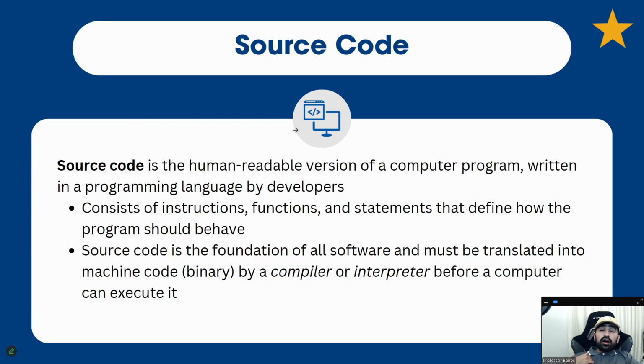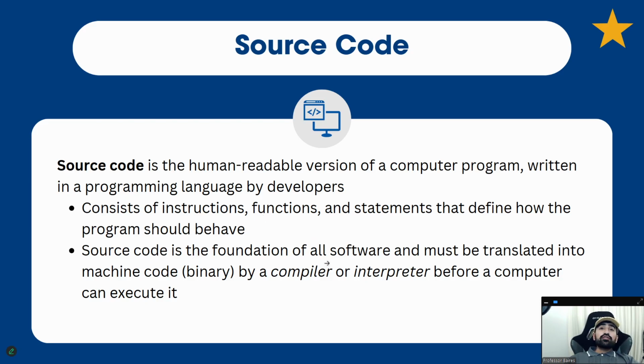And for us, we're going to be writing something called source code. So source code is the human readable version of a computer program written in a programming language by developers. Now, it's not always human readable because I've read through source code from other developers on the job. And sometimes the way they write their code, it's like not even a human can read it. But of course, compared to machine code, which we'll discuss in some of the next slides, source code is definitely a higher level of code. So it's meant for humans to read. It's going to have all the instructions, functions, statements. These are all terms we'll become really familiar with over the course of this class.